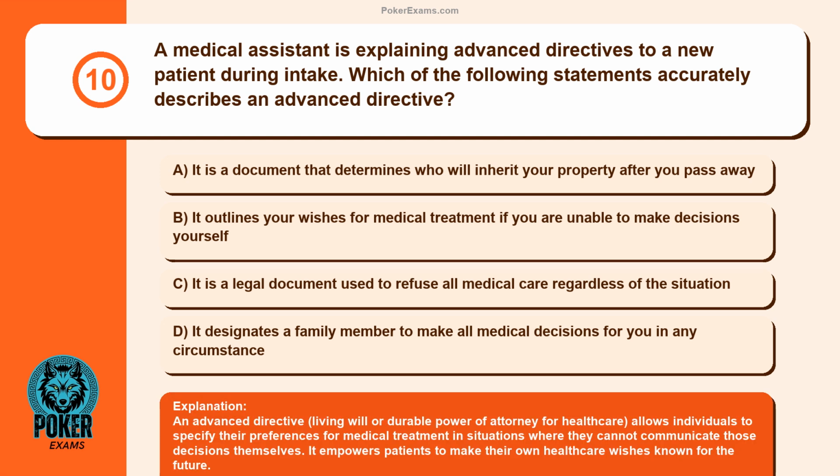An advanced directive, living will, or durable power of attorney for healthcare allows individuals to specify their preferences for medical treatment in situations where they cannot communicate those decisions themselves. It empowers patients to make their own healthcare wishes known for the future.